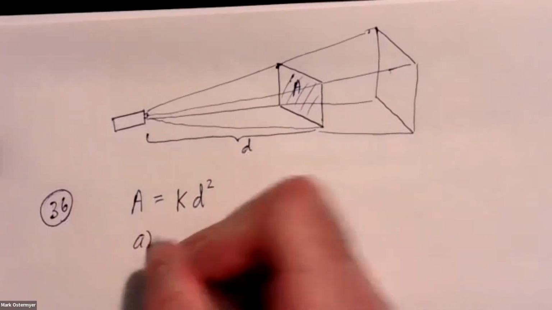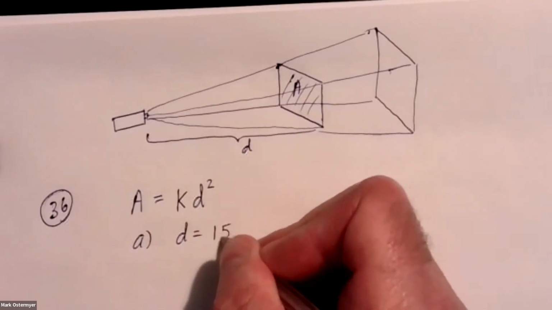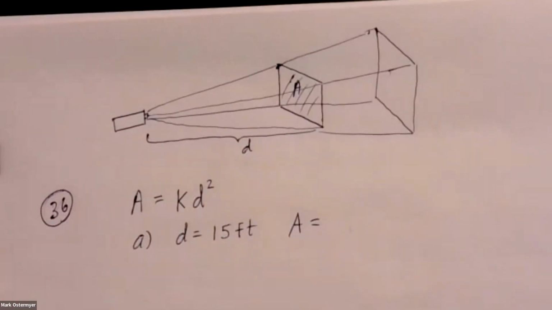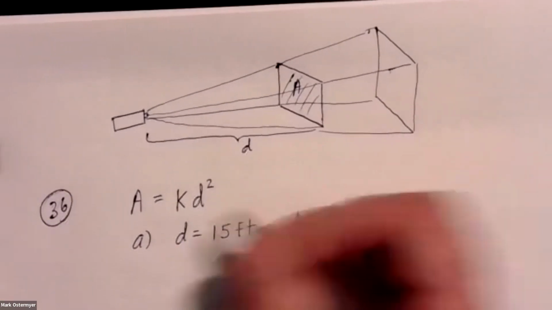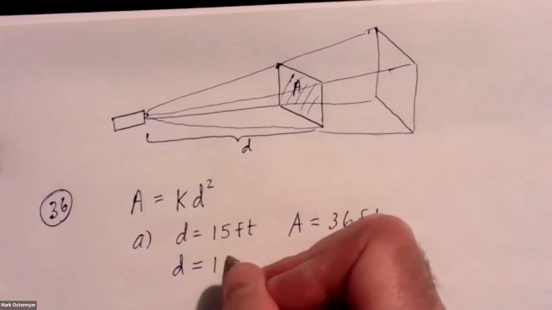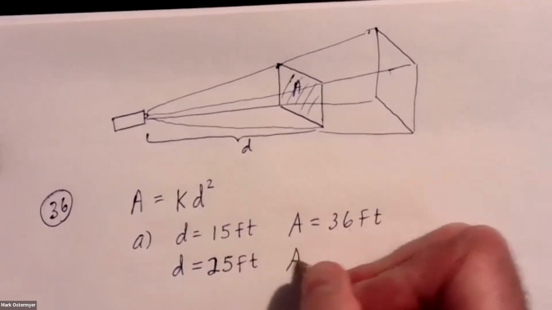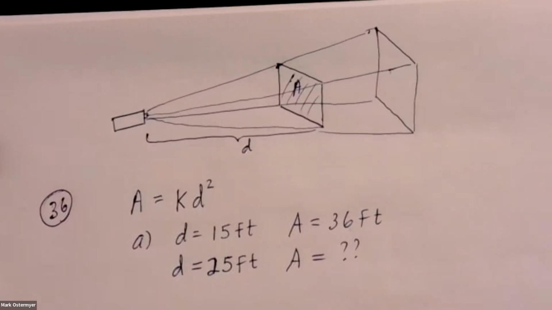For part A, they indicate that if the distance between the wall and the projector is 15 feet, the area of the projected image is how many square feet? Oh, what was that? 36 square feet? They want to know, okay, if I pull this projector 10 feet even further away from the wall, so it's then 25 feet from the wall, what would be the new projected area of the image on the wall? That's what they want to know here.